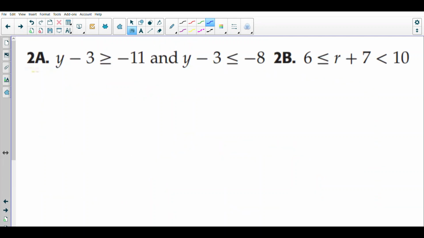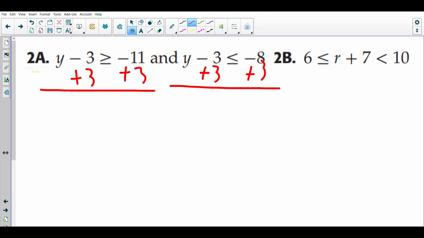Okay, let's do a couple more. Y minus 3 is greater than or equal to -11, and y minus 3 is less than or equal to -8. Now I'm not going to combine these ones. I'm just going to do them separately. So +3 on this one, +3 here, +3 here, +3 here. I know they're separate equations, but I'm just doing each step. So I get y is greater than or equal to -8, and y is less than or equal to -5. So I'm going to graph.